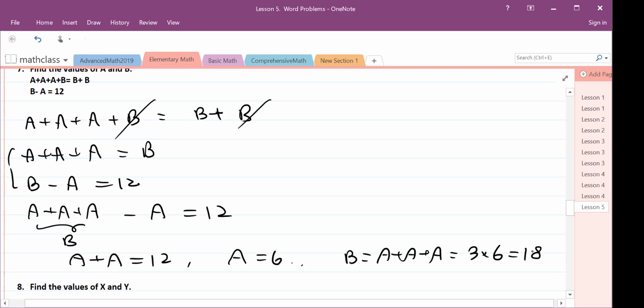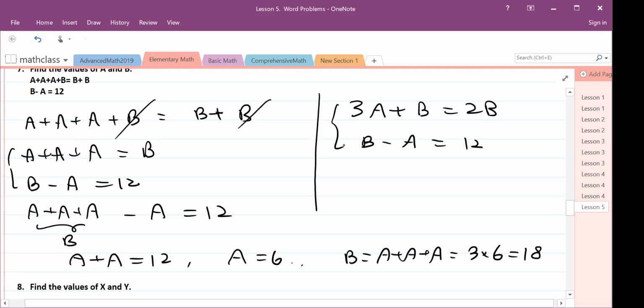Okay, so this is how we get it. There are many ways to do that, and I just tell you this is one of the ways. You can also write down the equation in simple form: 3A plus B equals 2B, and then B minus A equals 12. Because you have three A's there, on the left side is 1B and the right-hand side 2B, so you can cancel. So B equals 3A right away. The first equation gives you 3A equals B, and then you can solve these equations.